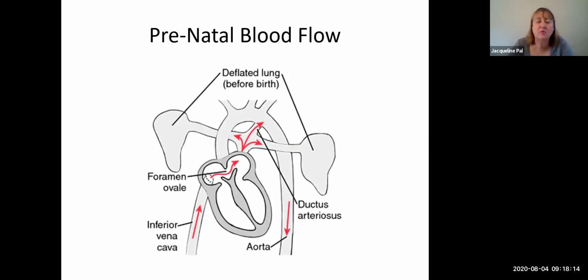So just to review the prenatal blood flow, when blood enters the right atrium, whether from the superior vena cava, the opening of the coronary sinus, or the inferior vena cava, the vast majority of it will cross from the right atrium through the foramen ovale into the left atrium. Some of that blood will, however, go into the right ventricle.